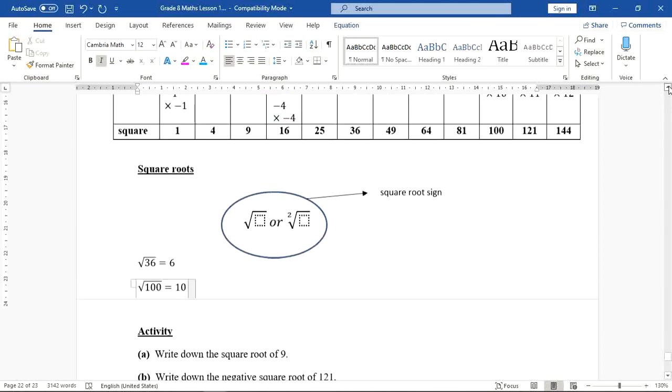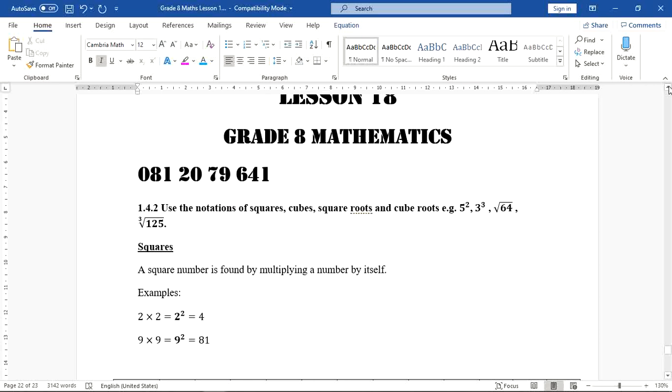Let's go back to the top. We know that this is a power of 5, and this little number on top tells us that we need to multiply 5 twice, just like here. So 2 exponent 2 means we need to multiply 2 twice. That's why 2 times 2 will give us 4. We call this a power. We call this expanded notation. You are going to learn that more in grade 9, and this is the square number.